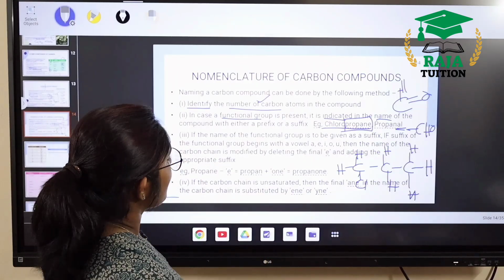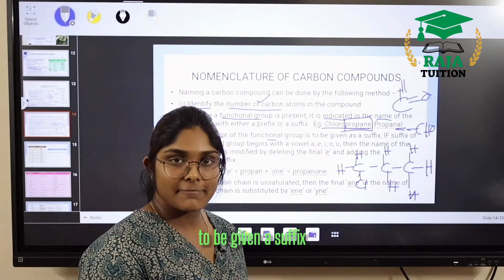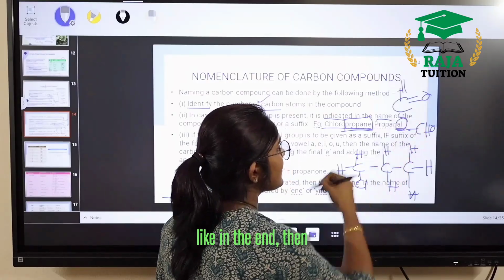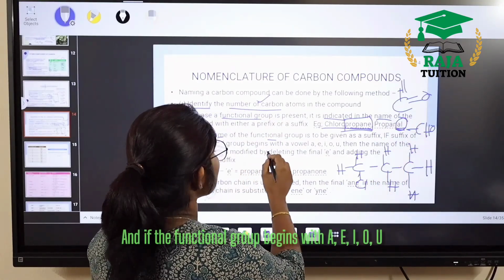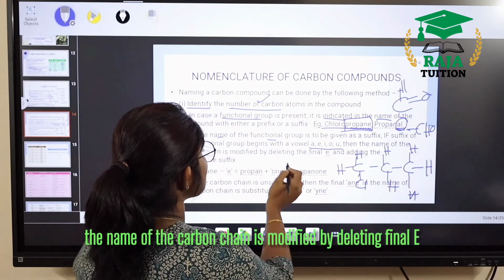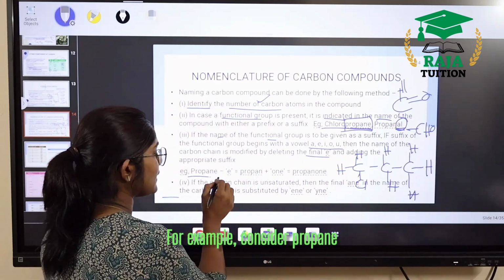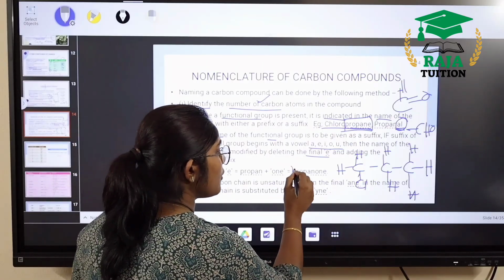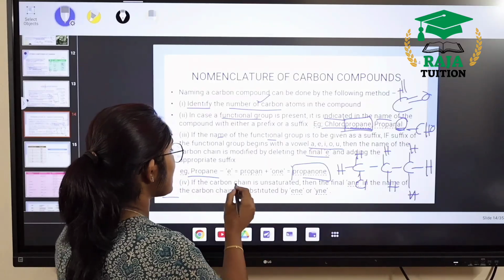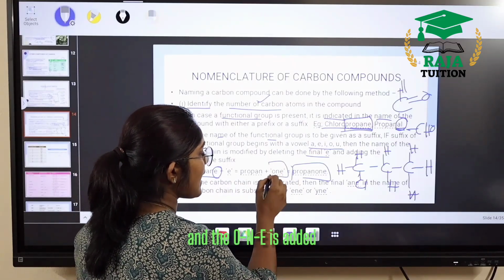Then the next rule is, if the name of the functional group is to be given as a suffix, that is, in the end, and if the functional group begins with A, E, I, O, U, the name of the carbon chain is modified by deleting the final E. For example, consider propane. We are considering propanone. Here, propane and the keto group is coming in, and the end letter is E. This E is removed and the ONE is added.